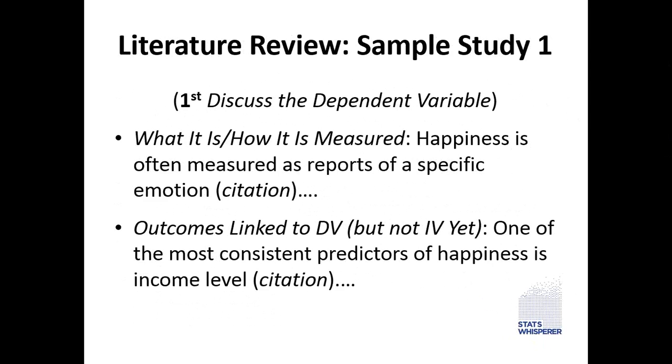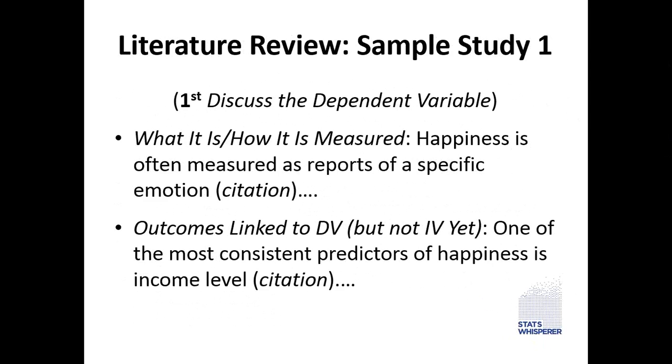Now, of course, we're not discussing the independent variable yet with its relationship to the dependent variable. That's in part 3, right? But we might say, one of the most consistent predictors of happiness or whatever variable you're looking at is, for example, income level. Then we have our citation, right? So this is where we start getting into the nuts and bolts. We discuss the topic, what it is, how it's measured, what it affects, and what affects it.